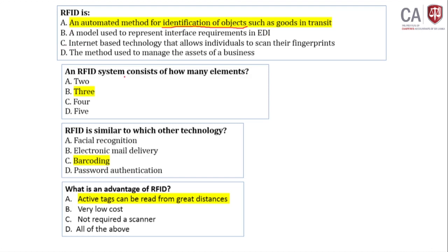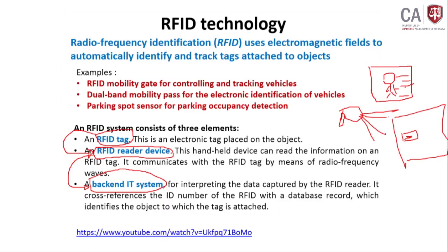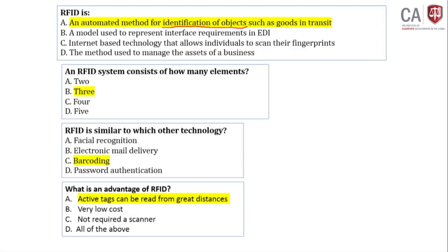And the RFID system consists of how many elements? 3. Here we call them the 3 elements: RFID tag, RFID reader, and also backend IT system. So, those are the 3 elements available in the RFID technology system.